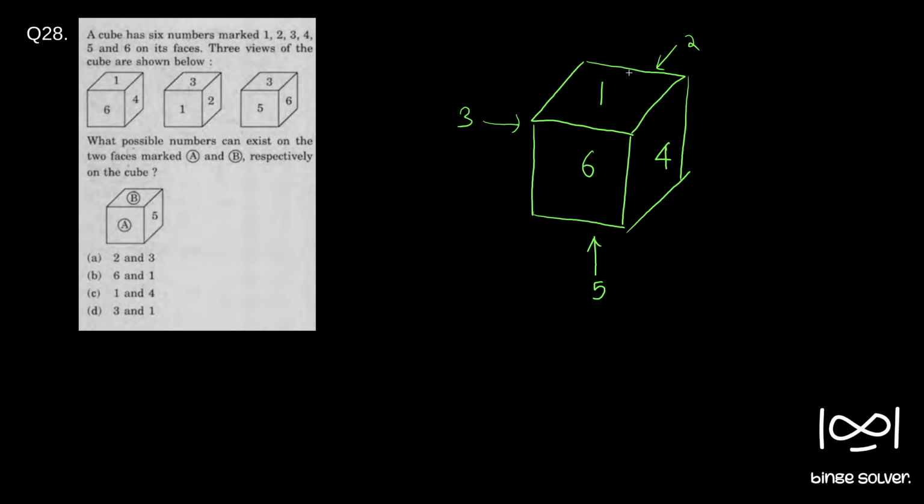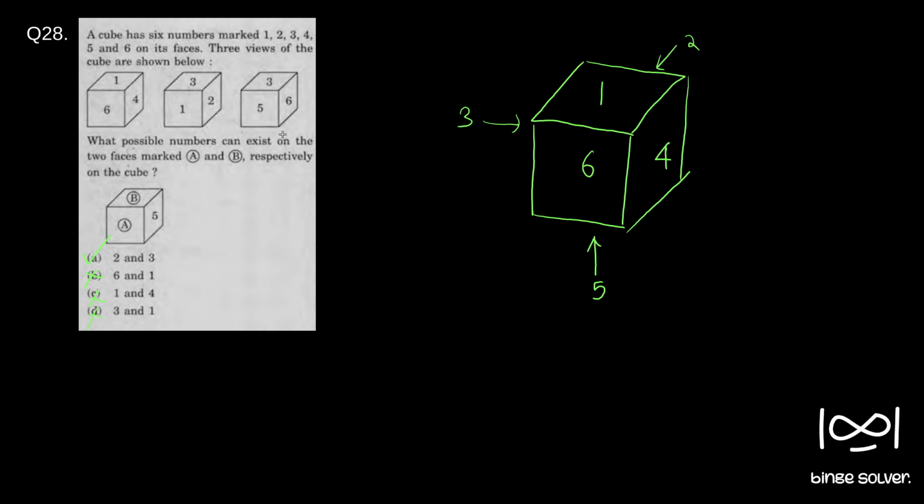So any option with 1 cannot be the answer, since 1 is opposite to 5. So all the options that have 1 can be eliminated. So all 3 get eliminated, and A can be the answer. 2 and 3 are adjacent sides to 5, and that is a possible combination.